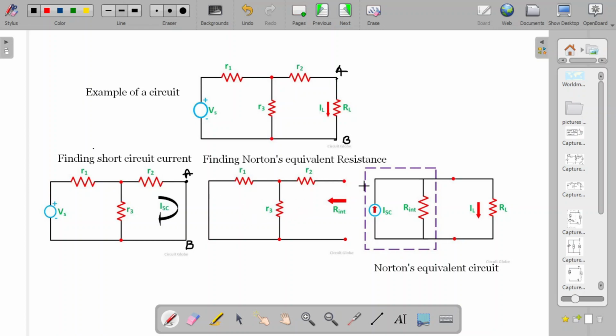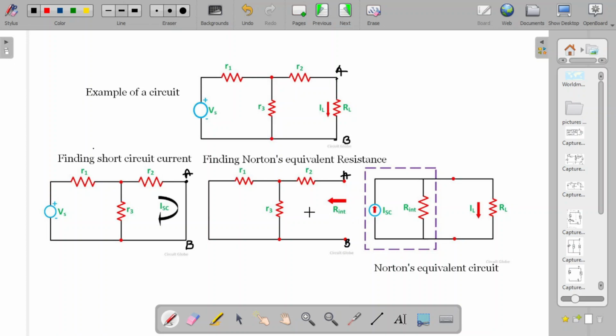Now the next step is to find the equivalent resistance. Here it is termed as R internal. As in the case of Thevenin's theorem, you just look from the terminals A and B. There is no load here, and it is the resistance felt at these terminals A and B. So from the terminals A and B, if you look towards this network, what is the equivalent impedance? That is the RINT, which is denoted here.